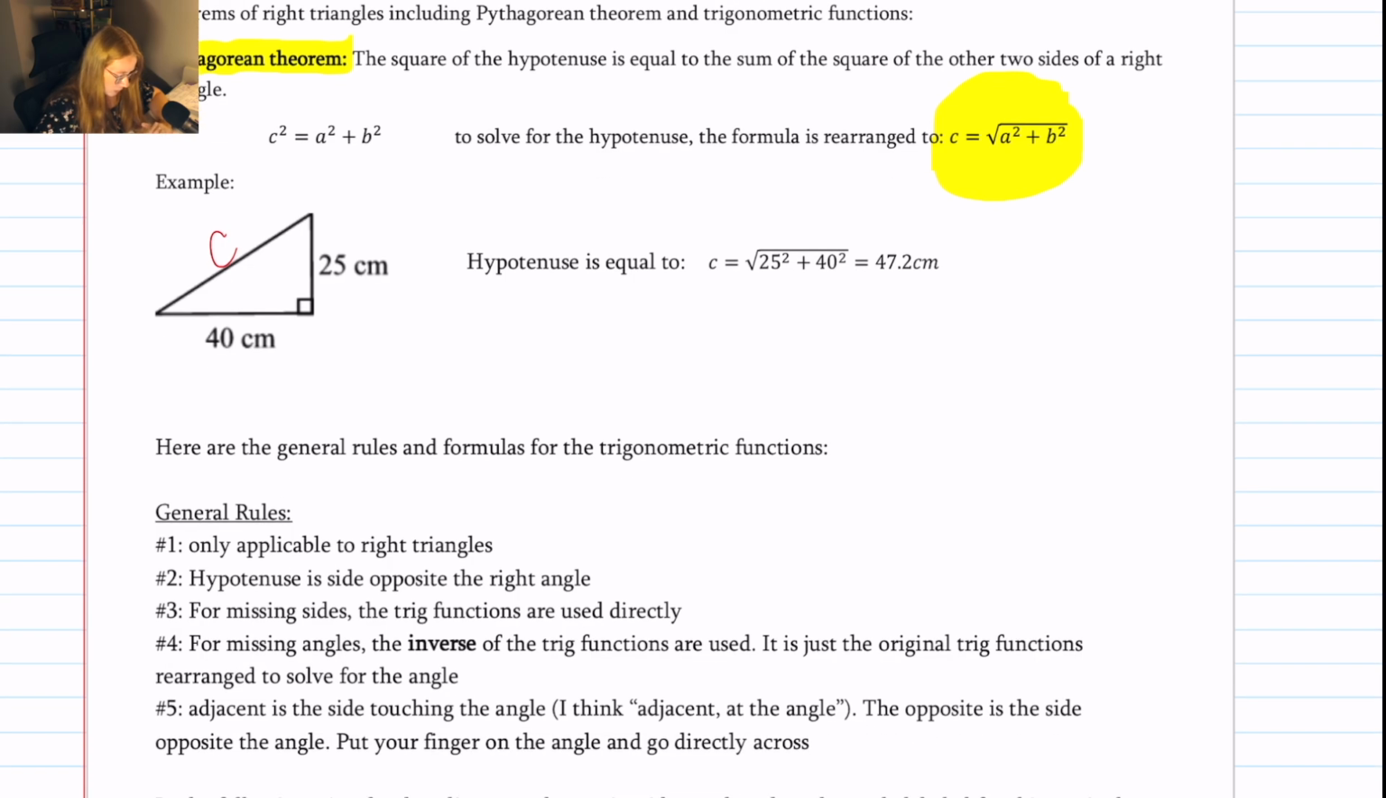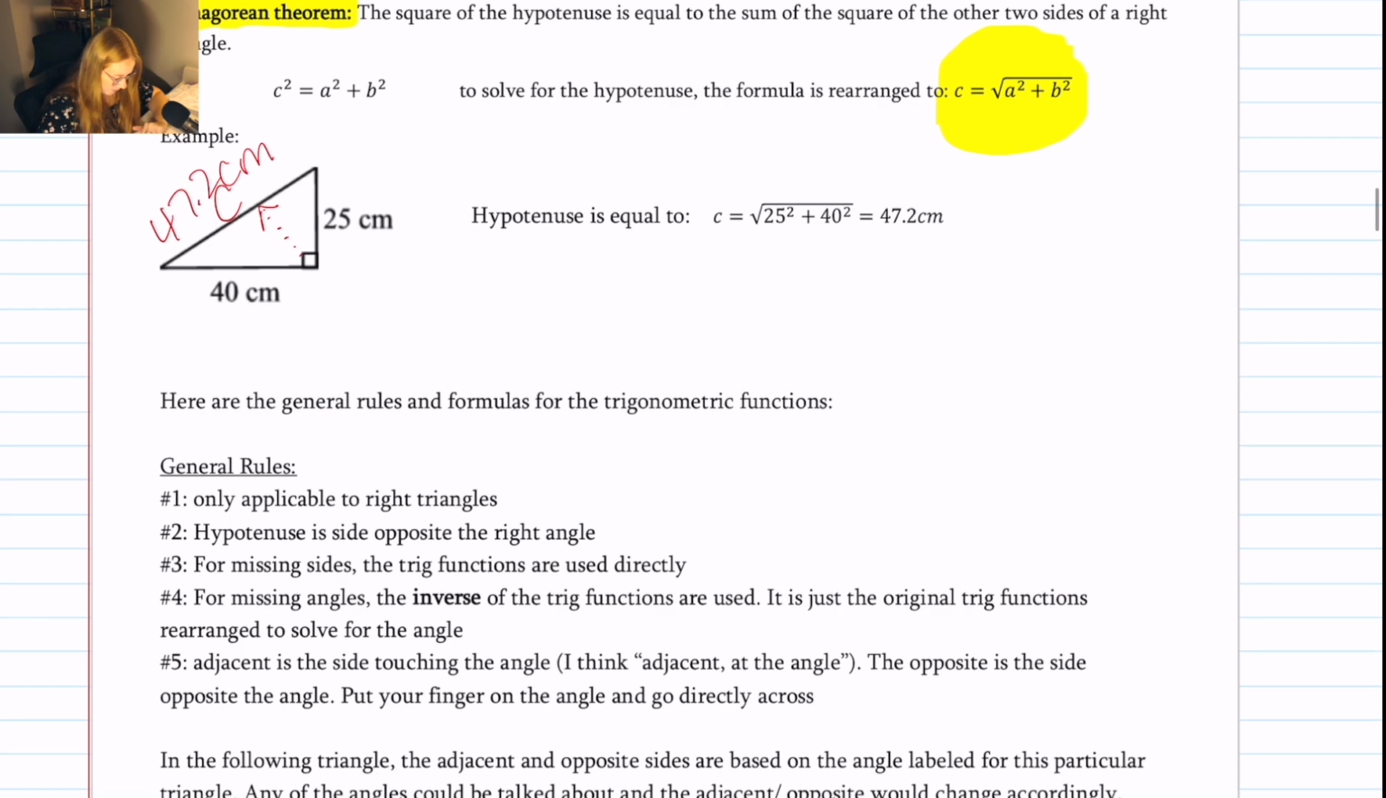So if we were looking at this triangle, 25 centimeters, 40 centimeters, we take the square root of 25 squared plus 40 squared, and we figure out that the hypotenuse is 47.2 centimeters. Remember that the hypotenuse is always distinguishable because it is the side across from the right angle, and it should also be the longest side of the triangle. So 47.2 makes logical sense. That is a longer value than 40 and 25 centimeters, so we know that's the right answer here.